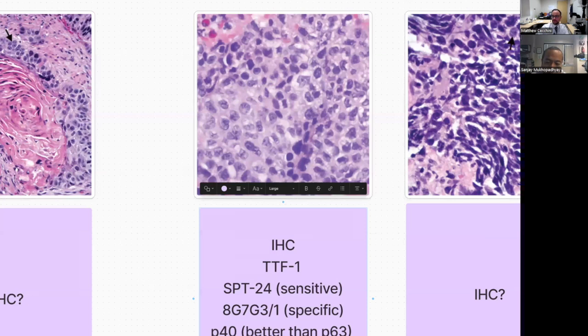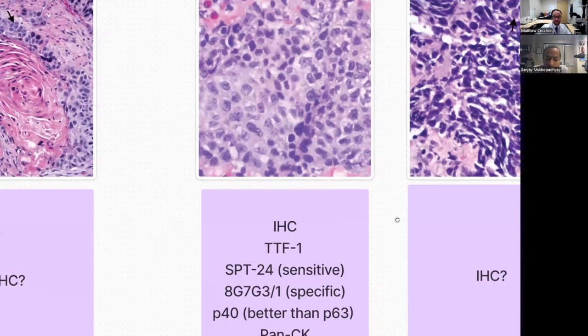So for subtyping, for determining site of origin, I don't think the SPT24 is as good as the 8G7G3/1. So that's why we use the 8G7G3/1. When it gives you a result, you can trust it. When it tells you that TTF1 is positive, you can be sure that this is an adenocarcinoma or squamous. When you're trying to do lung versus GI and it stains, it's actually indicating lung versus GI. So that's why I use this. Matt, what do you use in your lab?